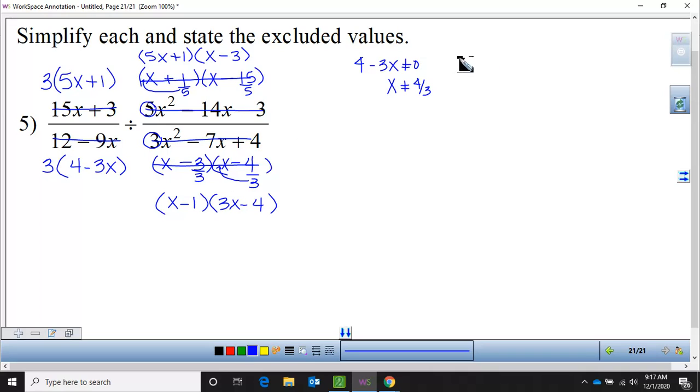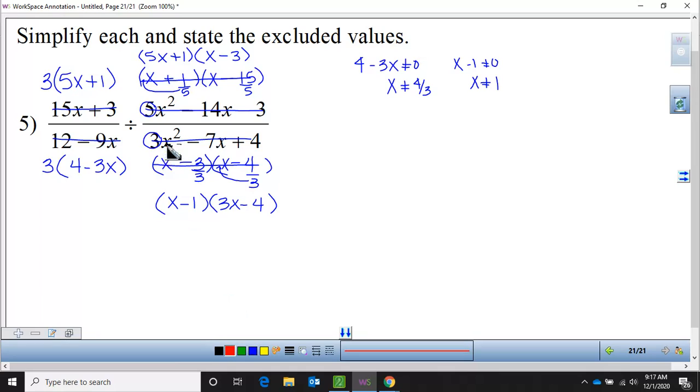X minus 1. When I solve this, I learned that x is not equal to 1. 3x minus 4 is going to result in the same excluded value as the 4 minus 3x, so I don't need to go through that process again.